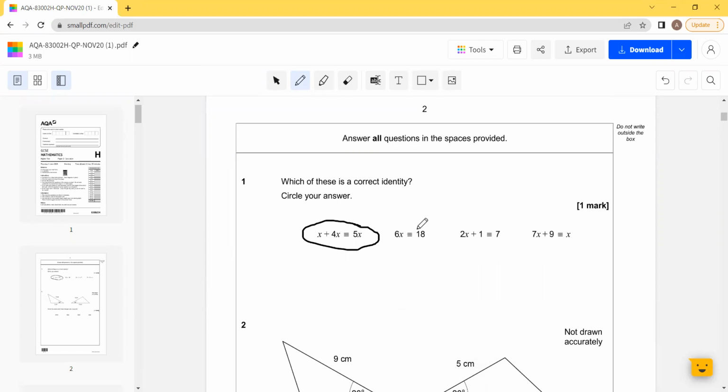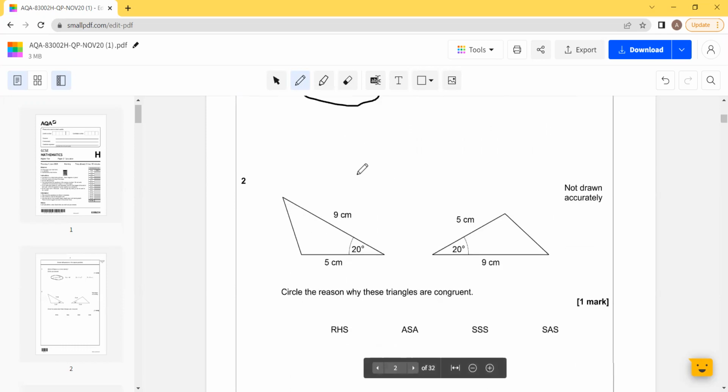Okay, and if you're not sure why, 6x is identical to 18. Well, what does that mean? That means nothing. 2x plus 1 is identical to 7. Well, again, that's not true. 7x plus 9 is identical to x. Again, that's not true.